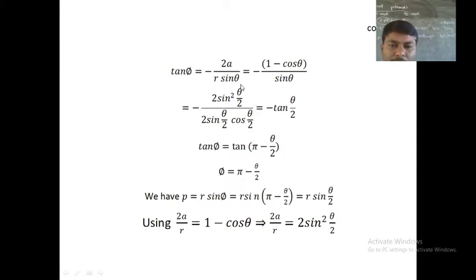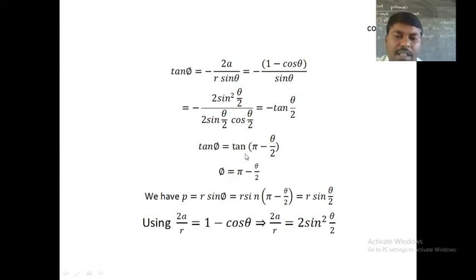This is equal to minus, by using the half angle formula, 1 minus cos theta can be written as 2 sin square theta by 2. And again by the half angle formula, sin theta can be written as 2 sin theta by 2 into cos theta by 2. Let's simplify this. The 2 gets cancelled and one sin theta by 2 gets cancelled. The remaining term is sin theta by 2 divided by cos theta by 2. Sin by cos is tan theta by 2.